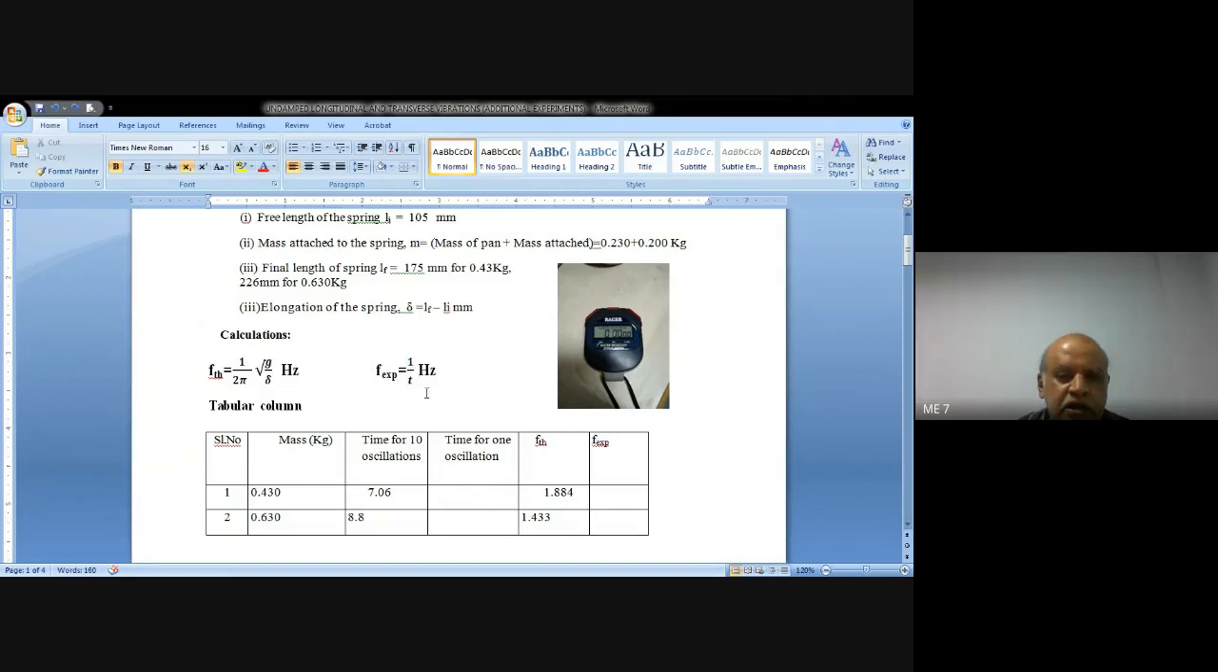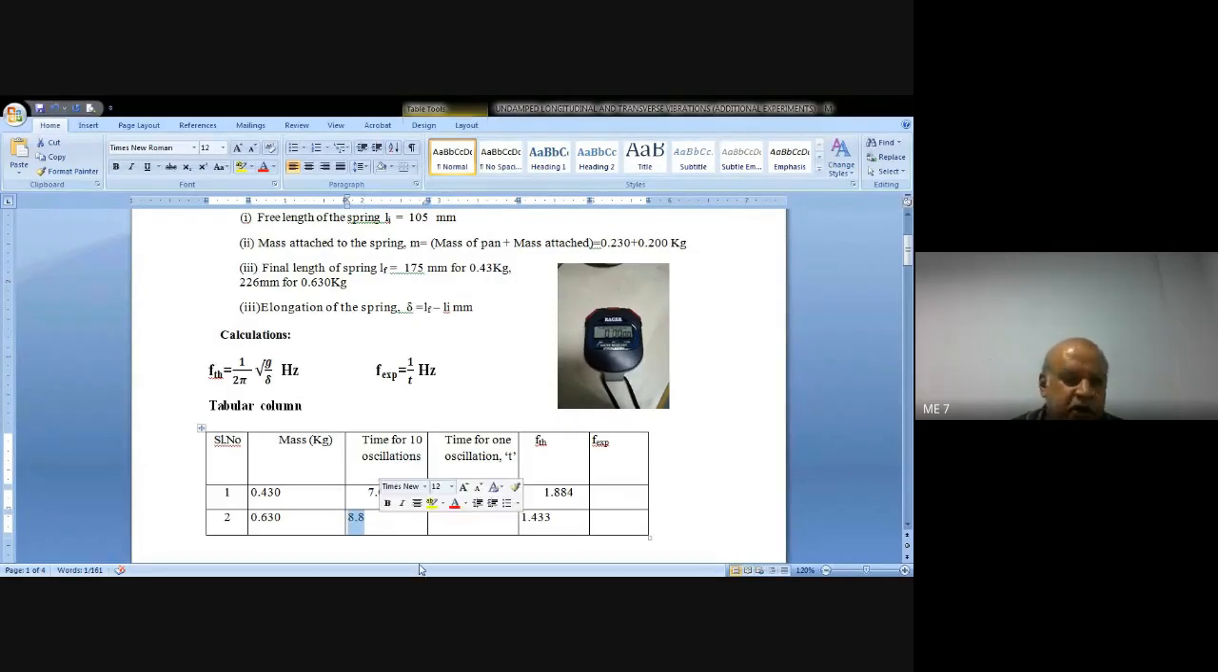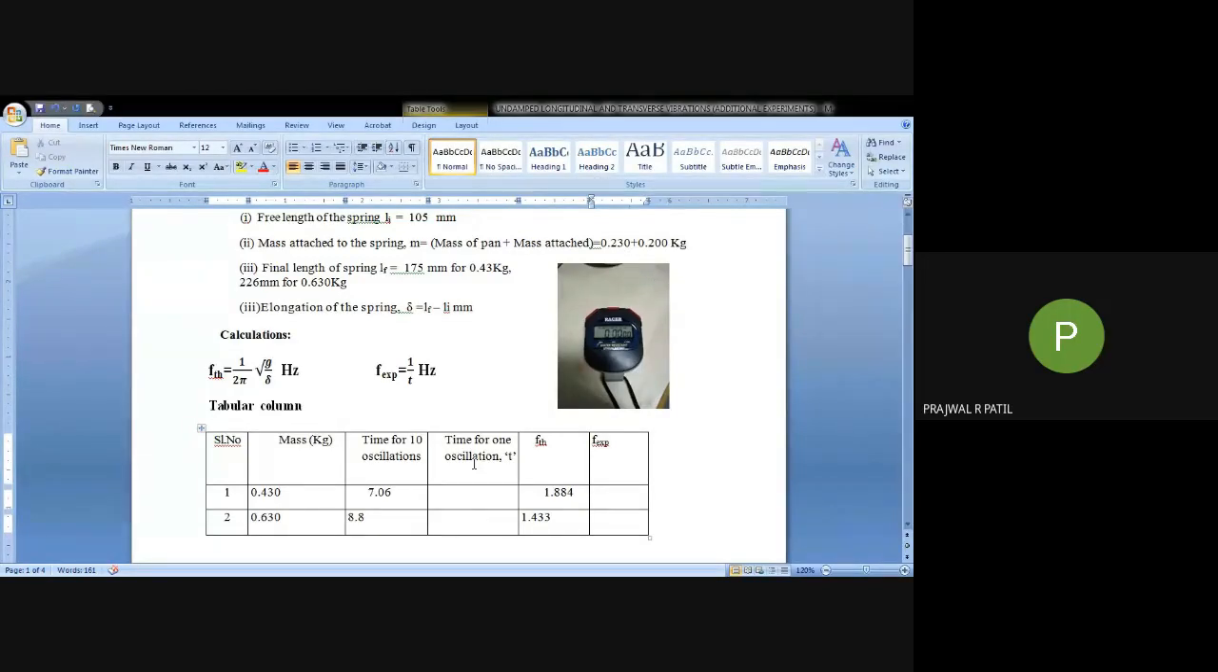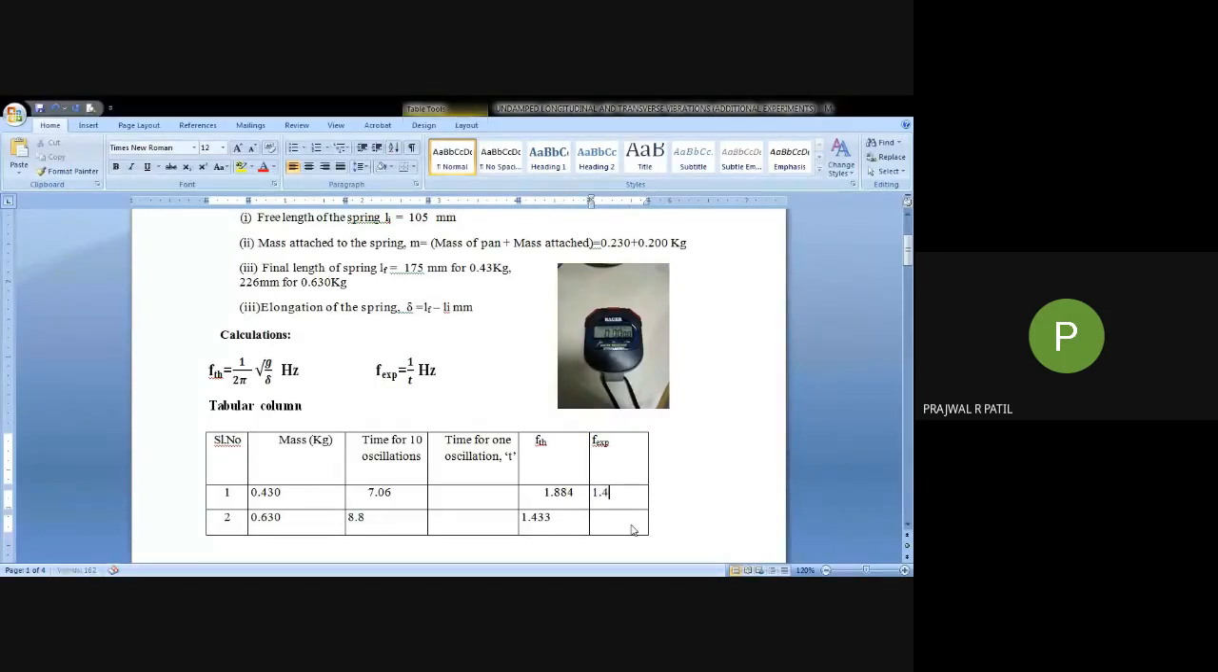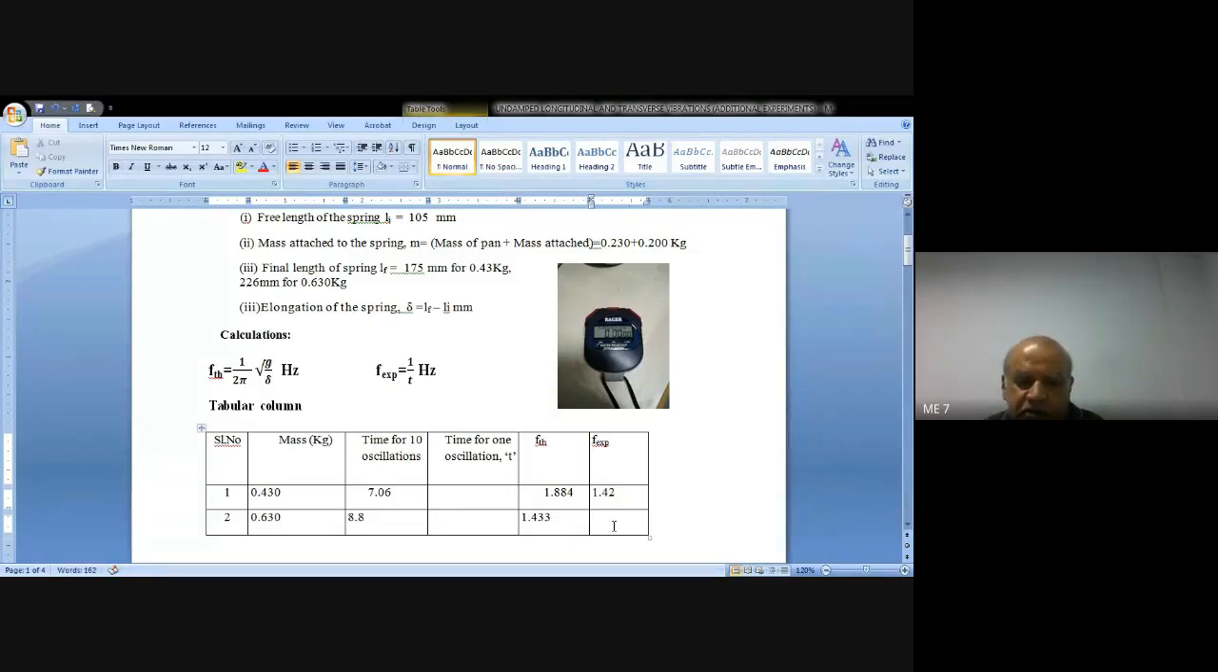Are you there? Now find the experimental value of frequency for 0.43 kg and 0.63 kg. Respectively, for 10 oscillations it is 7.06 seconds and 8.8 seconds. So find the time per oscillation, then 1 by t will give you the experimental frequency. Give me this value. For 0.43 kg, it is 1.42, and for 0.630 kg, it is 1.136. Correct?